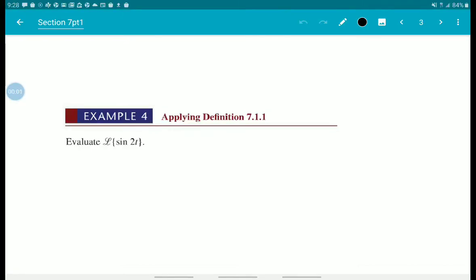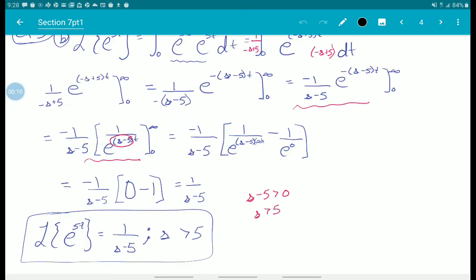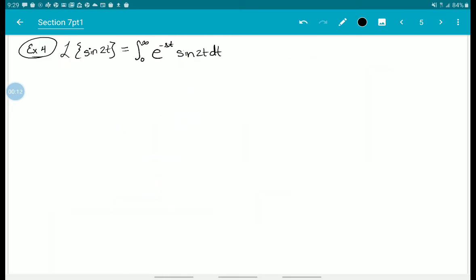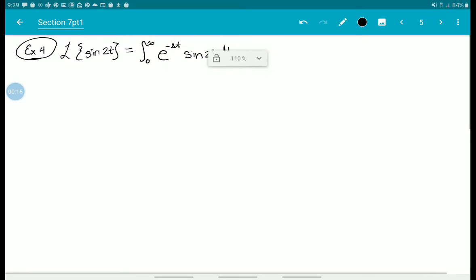So let's do another example where we apply the definition of a Laplace transform. Suppose we want to find the Laplace of the sine of 2t. This one's going to require some Calc 2 techniques. So hopefully this will bring back some good memories of the fun things you did in there.